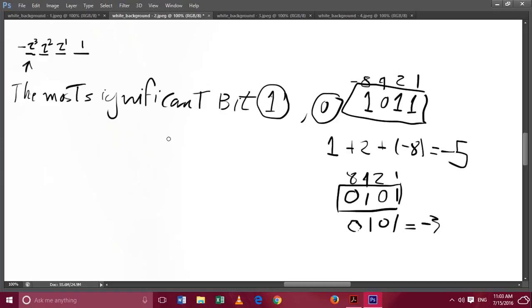Okay, so now that we know how to figure out the value of any number in the 2's complement binary notation, how do I actually arrive at these values? Meaning, if someone asked me, can you write down -5 in 2's complement binary notation? How do I arrive at this value? Well, it's very simple.